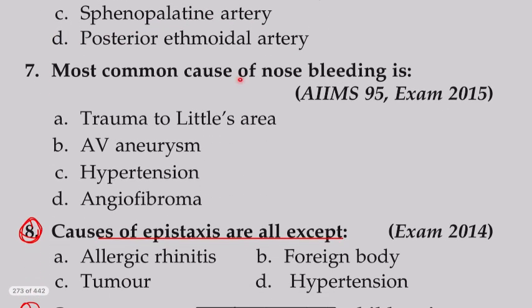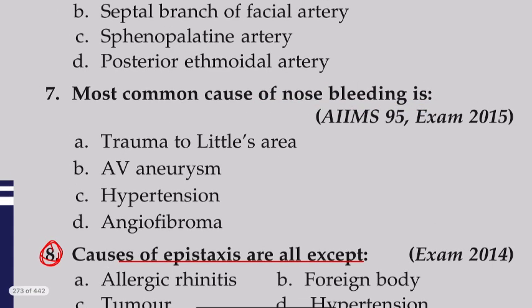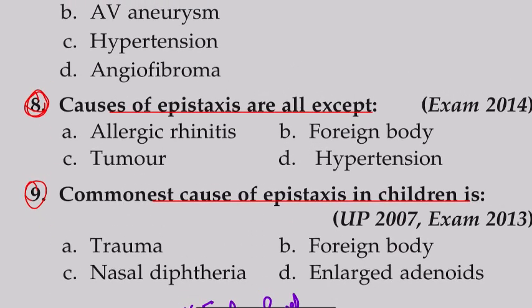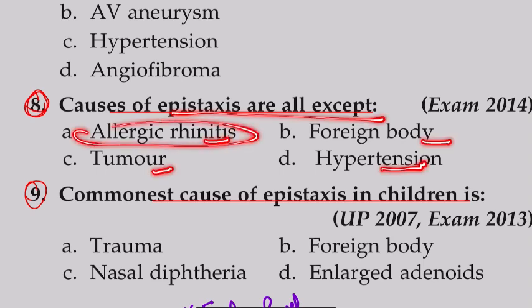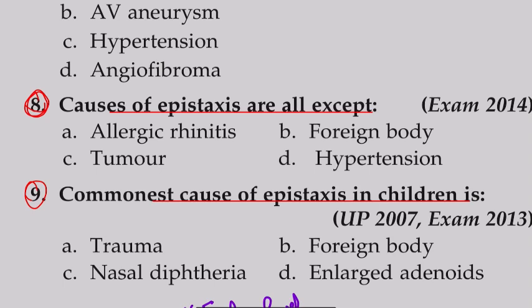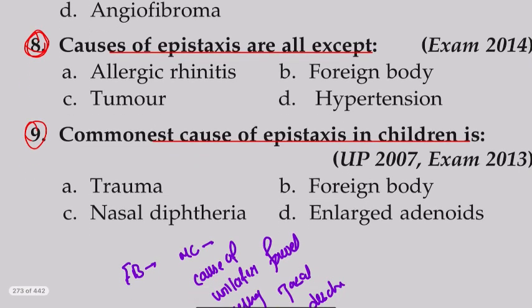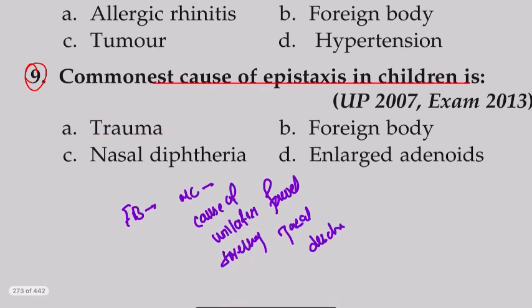The commonest cause of nose bleeding is trauma to Little's area. Causes of epistaxis are all except allergic rhinitis, tumor, foreign body, hypertension. We know it is not allergic rhinitis. Allergic rhinitis presents with paroxysmal episodes of sneezing, itching, rhinorrhea, and postnasal drip, and not with epistaxis. The commonest cause of epistaxis in children and young is trauma, done by nose picking.